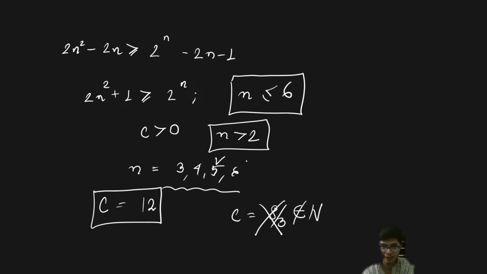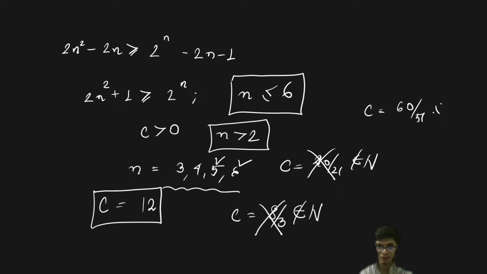Similarly, if I put n is equal to 5, I'll get the c value is equal to 40 upon 29, which is again not a natural number, so this is also not possible. Similarly, n is equal to 6, I will get the c value is equal to 60 by 51, which is again not a natural number, so this is also not possible.